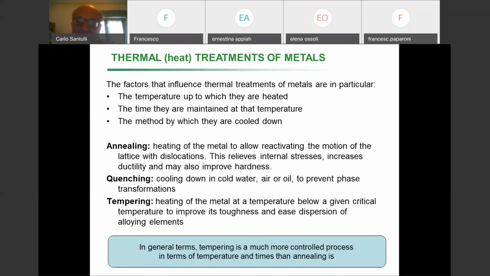Then there are other metals which are also used, and others are used mainly in alloys, like chromium.